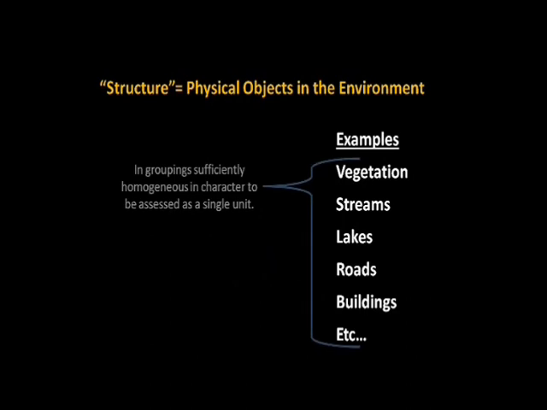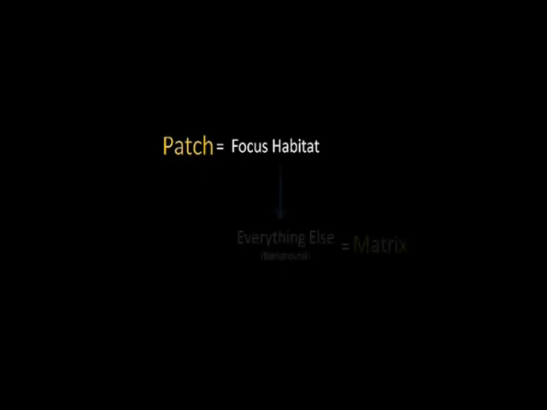Rather than describing individual objects located in the environment, it is often beneficial to describe structure in groupings of sufficient homogeneous character as to be assessed as a single unit. This concept is comparable to the idea of an assessment area as referenced by the UMAM rule. This is also similar to the idea of an ecological patch. Patch simply refers to the habitat of focus for a particular assessment or study. Everything surrounding the patch is commonly referred to as the matrix.